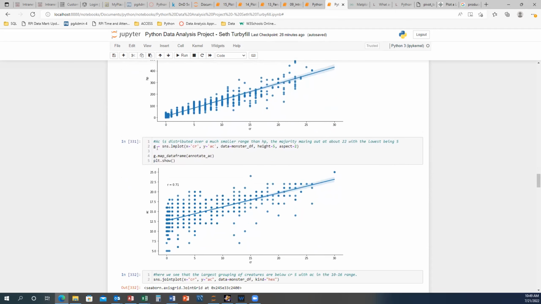But AC is distributed over a much smaller range than HP. Even the big stuff, even though AC can go to 25, even the really big things stop at 22, right? Because it's very bounded. What you need to roll to hit these things is pretty bounded in Dungeons and Dragons. So it just stops at 22, with the lowest being at 5.